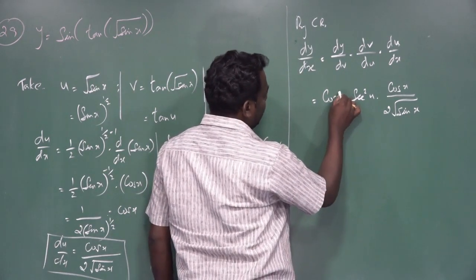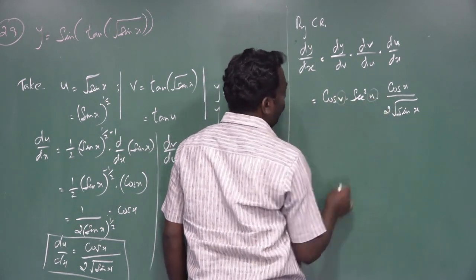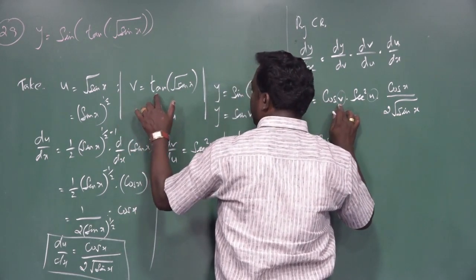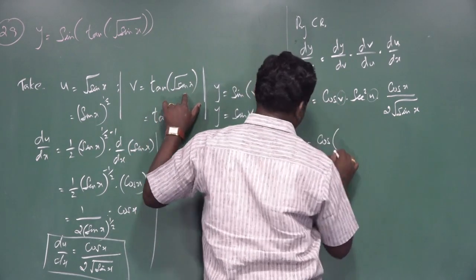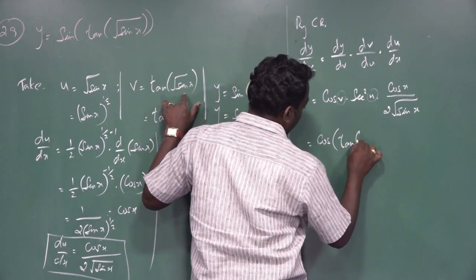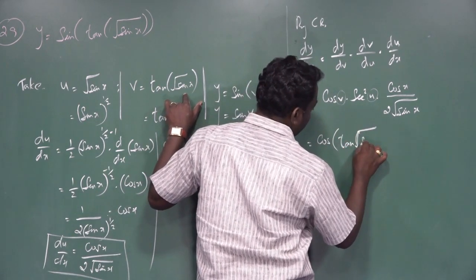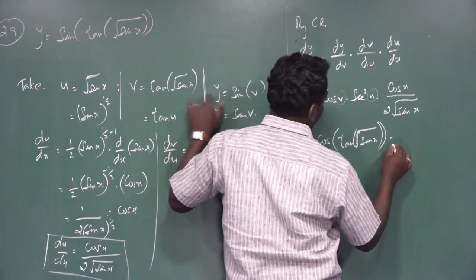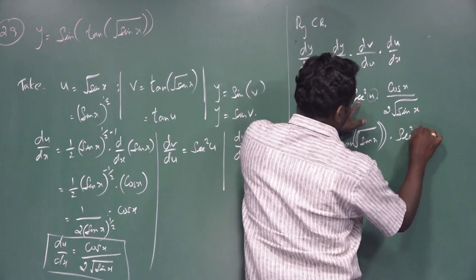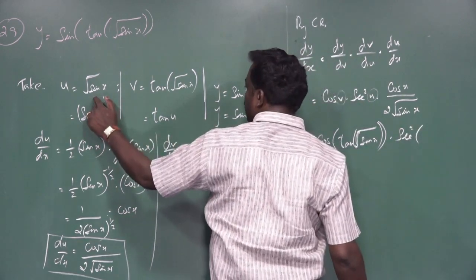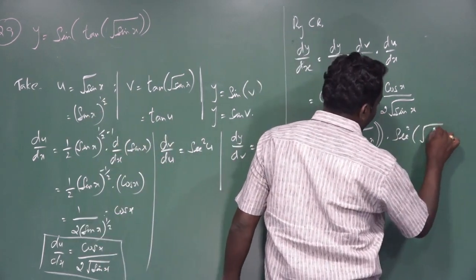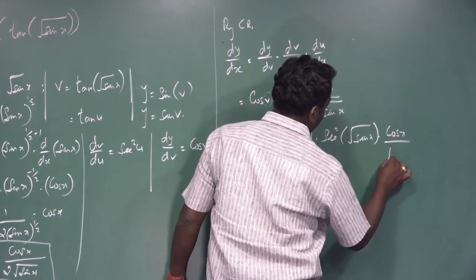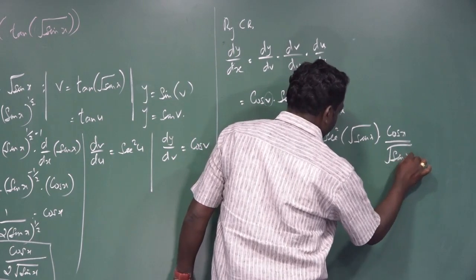Now what next, we just substitute the u and v values. It is equal to cos of v, where v is tan of square root of sin x, then into secant square u. What is u? u is the square root of sin x, into cos x by square root of sin x.